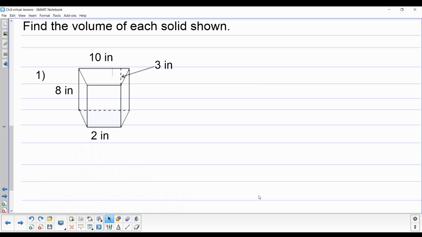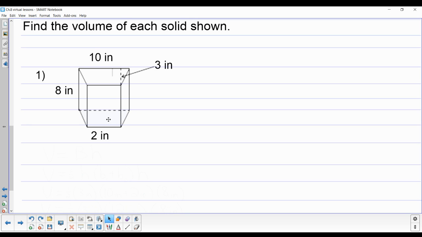Hello, welcome to finding the volume of prisms with a slightly more advanced prism. I know this is a prism because it has all rectangular faces except for the two that are parallel and congruent to each other. Prisms get their name from the faces that are not the rectangles. If they're all rectangles, it'd be a rectangular prism.